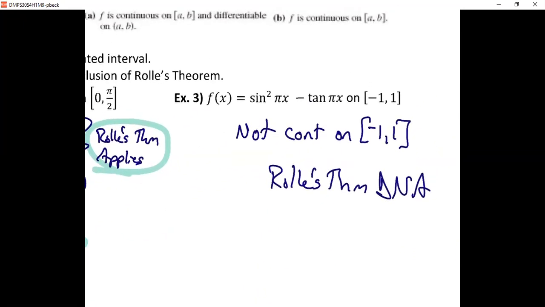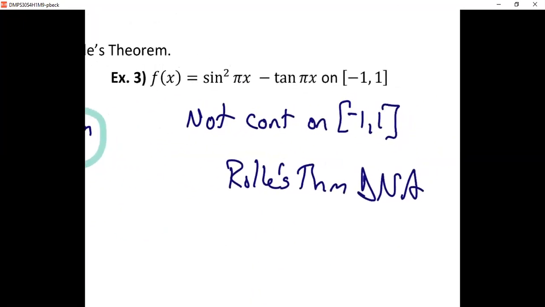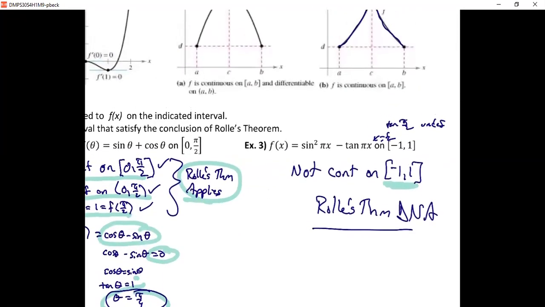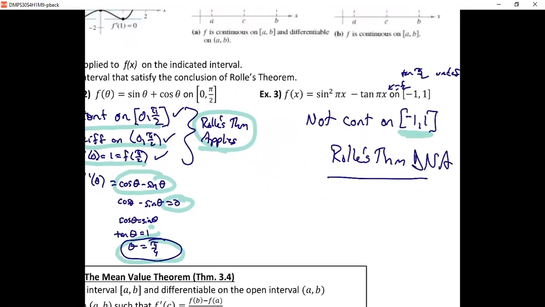On example number 3 right here, we do not have continuity from -1 to 1. The reason I know that is because tangent of pi over 2 is undefined because of the vertical asymptote. Well, that's when x equals 1/2. So since Rolle's theorem doesn't apply, we don't have to do anything with this problem, which is in some ways a big yay.